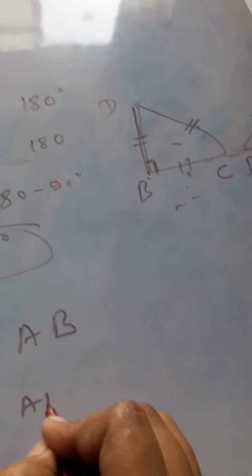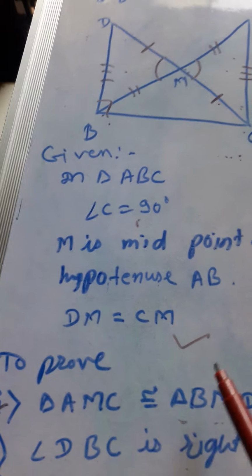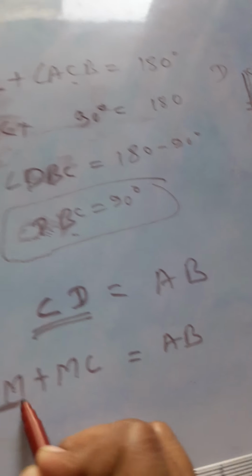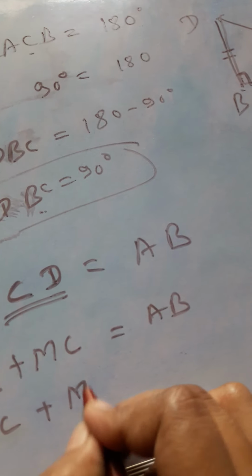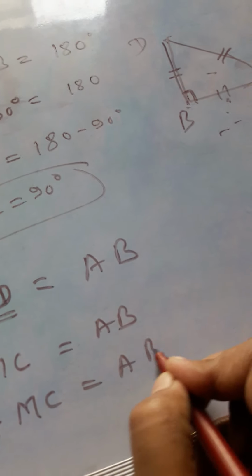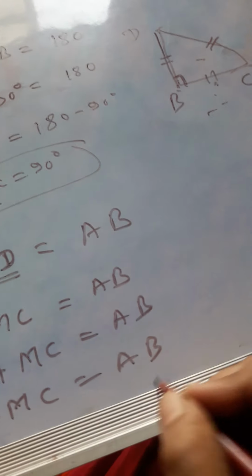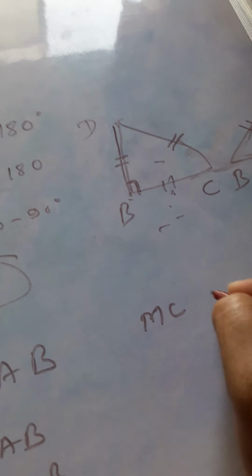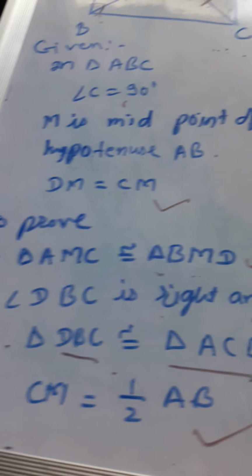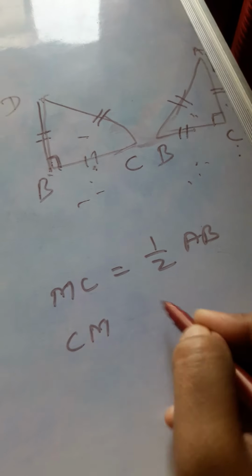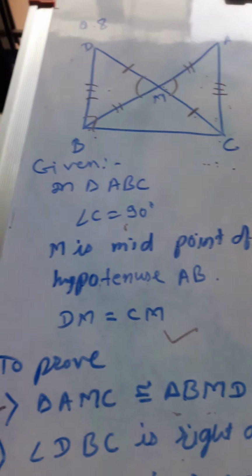So DM plus MC is equal to AB, and given that CM and DM are equal, we substitute DM equal to CM. So MC plus MC is equal to AB. So 2 times MC is equal to AB. Shift this to the other side, so we get MC or CM equal to half of AB. So our fourth proof is also done. CM and MC are both the same, half of AB. So question number 8 is done.